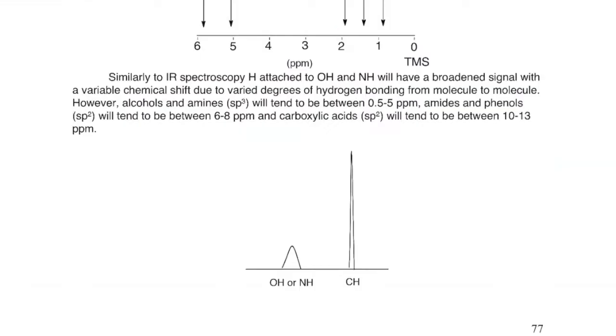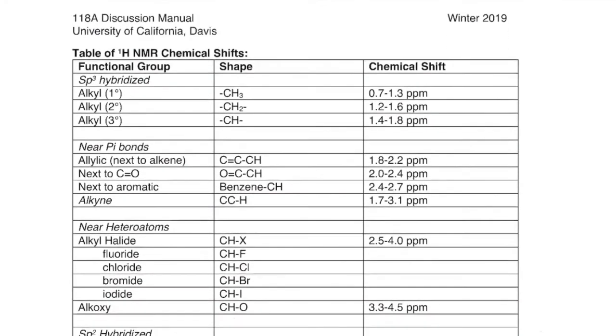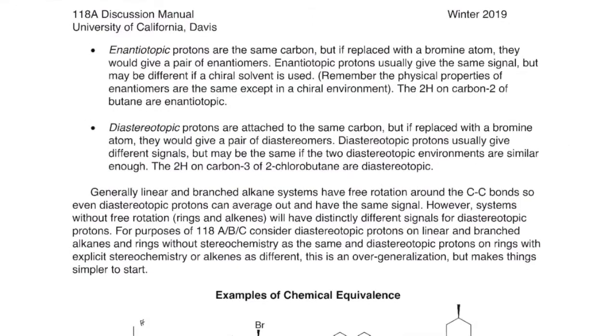The next thing you should pay attention to is the shape of the peak. If it's a CH, meaning the proton is bonded to carbon, it usually will have a very sharp peak like this. Whenever you see a short, broad peak like this, it's usually a hydroxyl group or bonded to a nitrogen. The table is on the discussion menu; you don't need to memorize it. One thing you probably need to pay attention to is enantiotopic protons or diastereotopic protons.